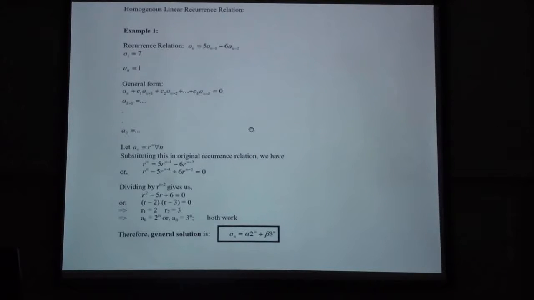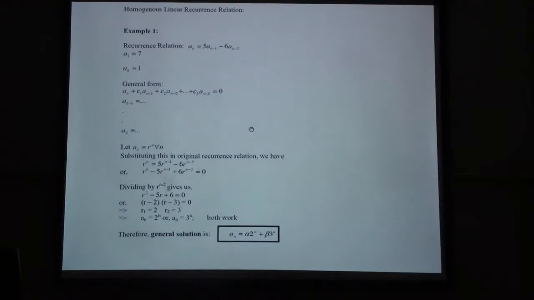So what we have here is a of n. That means the nth term of the recurrence is equal to 5 times the previous term minus 6 times the term before that. So each term depends on the 2 terms that come before it. That means the first term cannot be determined because there are no terms before it, and the second term cannot be determined because there are no 2 terms before it. So only the third term is defined.